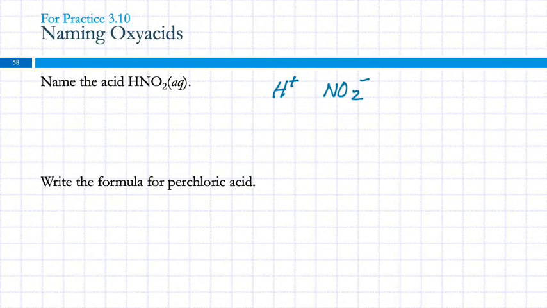What's the name of this? This is the nitrite ion. Okay. So we take the ite ending and change it to ous, and so this is nitrous acid. No hydro in front. Questions?